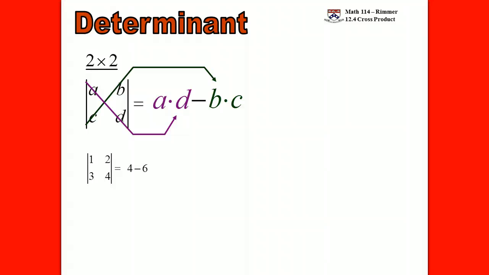-2. 4 take away 6? -2. Great. How about -6, 2 and -9, 3? 0. Lots of places to make a mistake, but minus the -18 is a plus 18, so they cancel out and you get 0. It's possible to have a 0 determinant. When you get to 240, we'll find out what that really means.